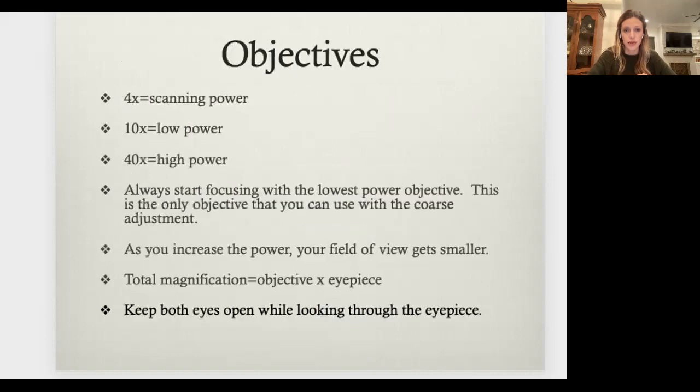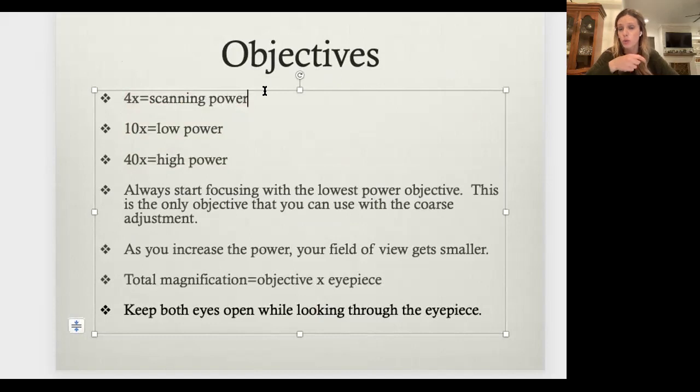Cool. Next up, you have your objectives. You have 3 objectives: your 4x, 10x, and 40x. Your 4x is your scanning power, so this is the first one where you always start. 10x is low power. This is going to zoom you in a little bit more. And then 40x is your high power. If you go anything more than 40x, you're going to need to use immersion oil. We will not use this in biology this year, so I'm not worrying about it. I just want you to know these 3 scanning lenses, okay?